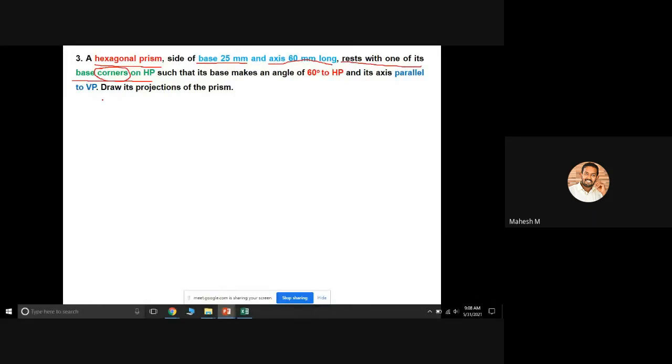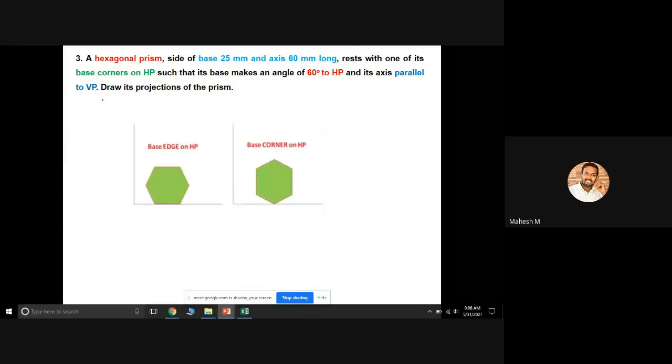So for that you have to draw a diagram, that means with a reference line. So this diagram represents, this one is VP and this one is HP. So this diagram represents an edge hexagon and this diagram represents a corner hexagon. When you draw, it will appear opposite to you. But look at this. So this one is HP, right? Horizontal plane. So here the corner is touching the horizontal plane.